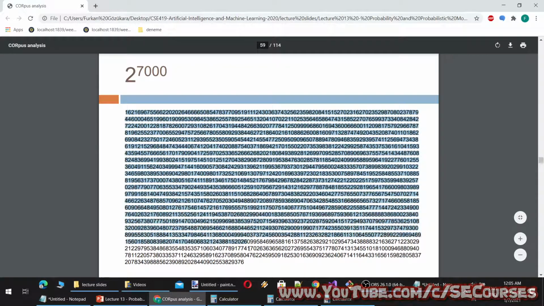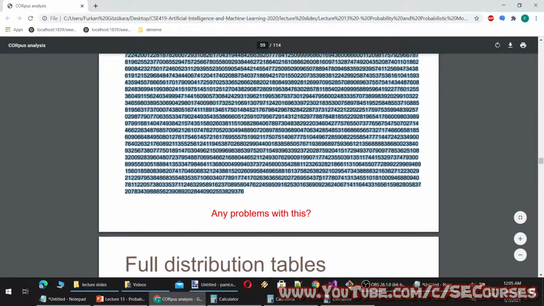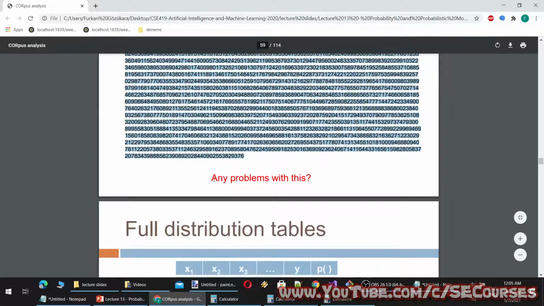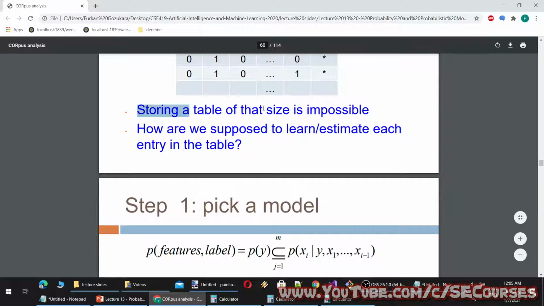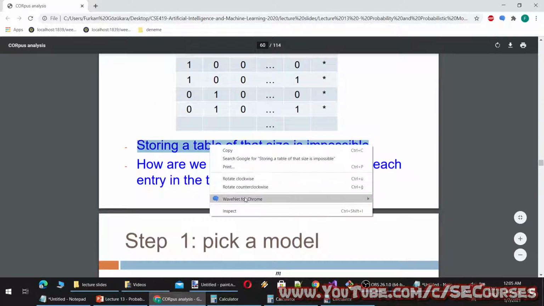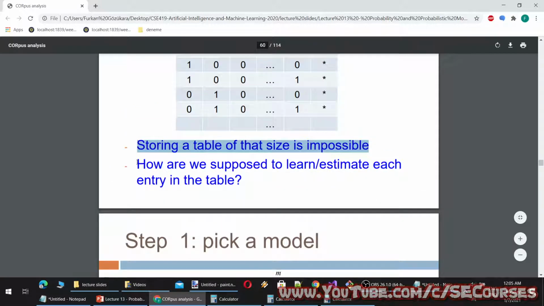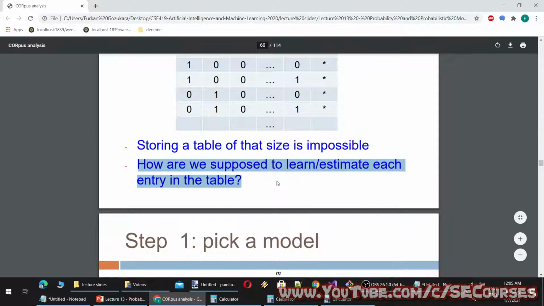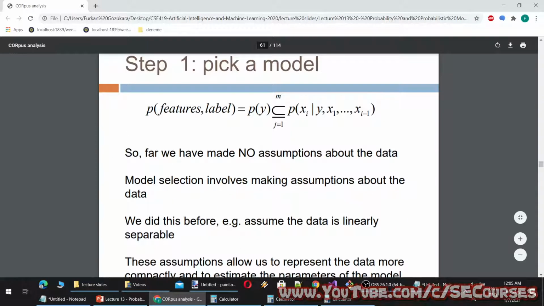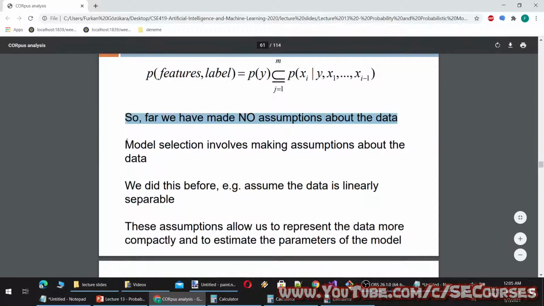So it is something like this. You see, there is no way to store this amount of data anywhere on earth, probably. Storing a table of that size is impossible. How are we supposed to learn, to estimate each entry in the table? So far we have made no assumptions.